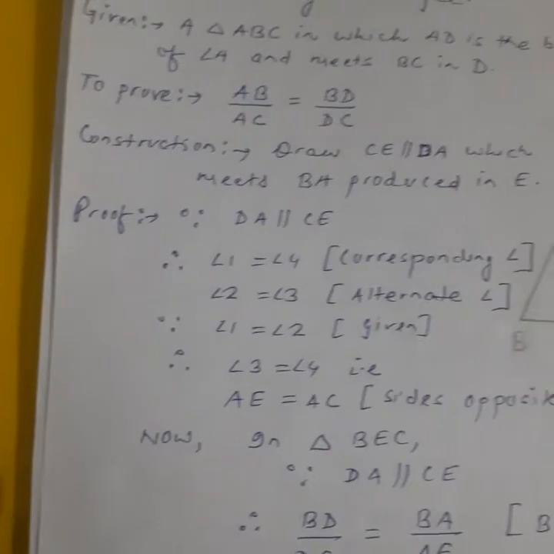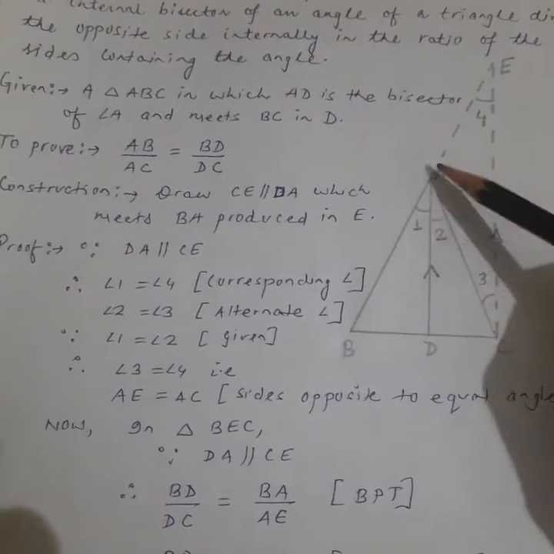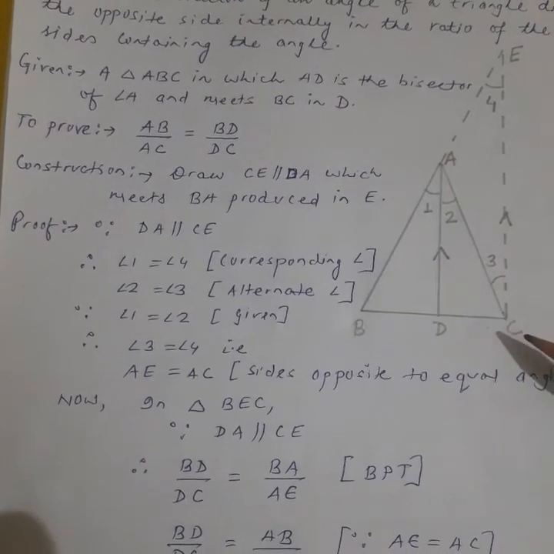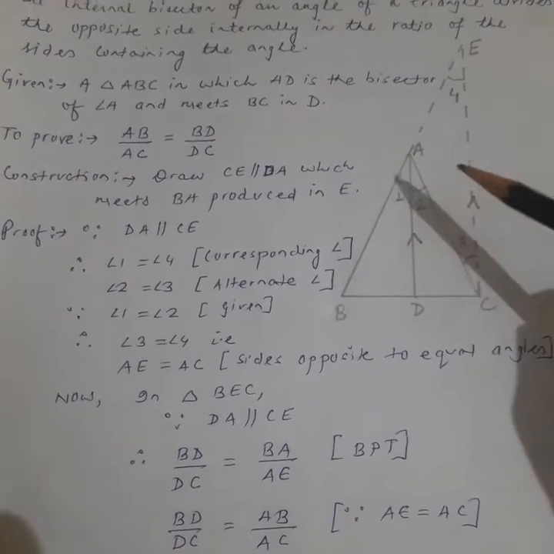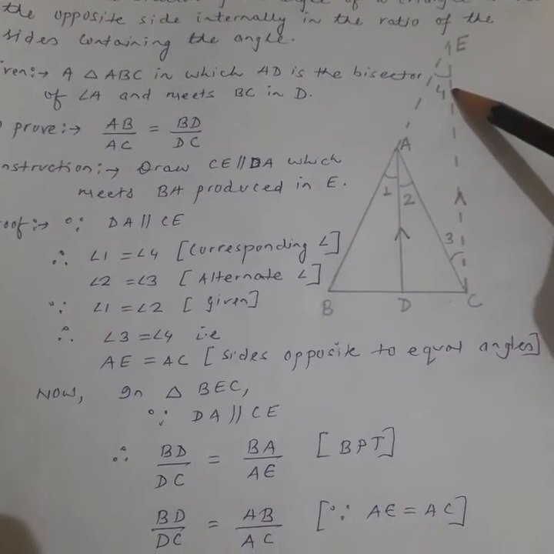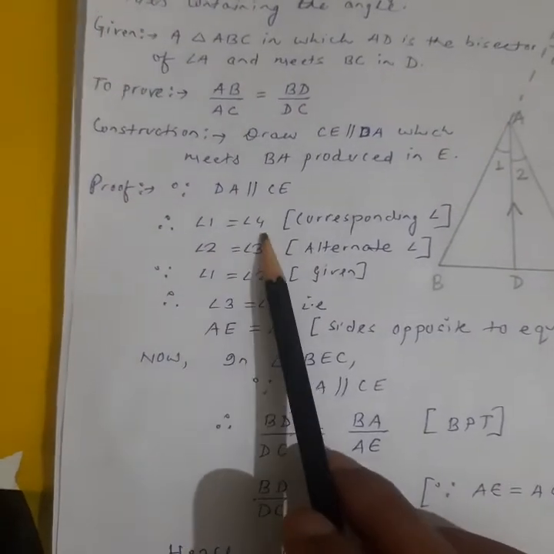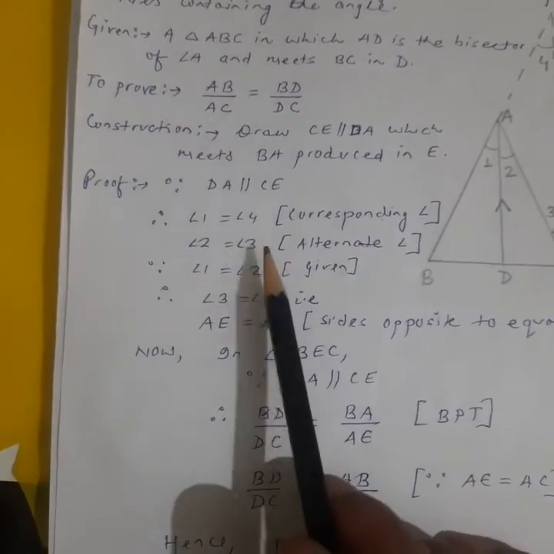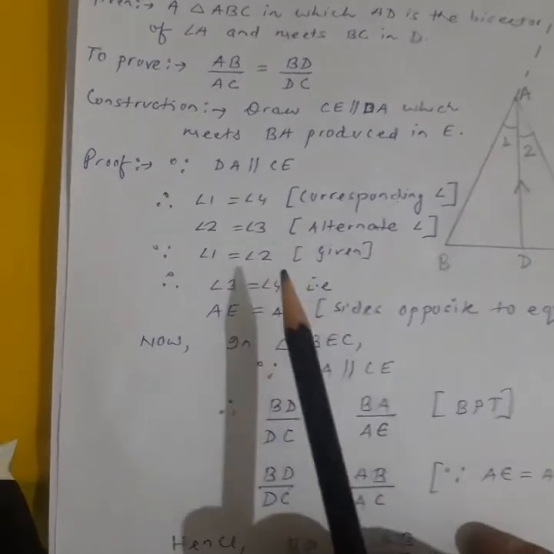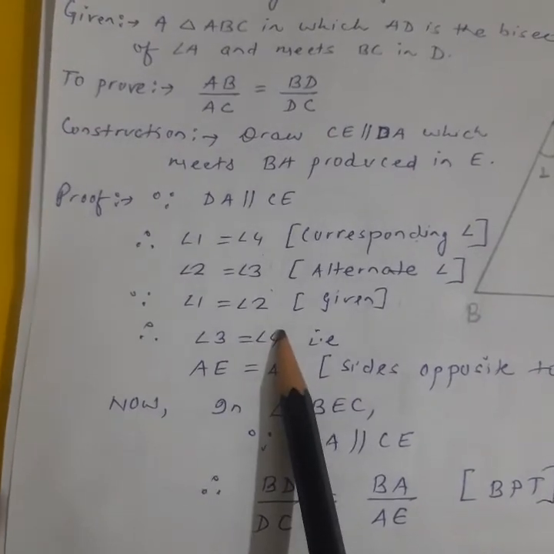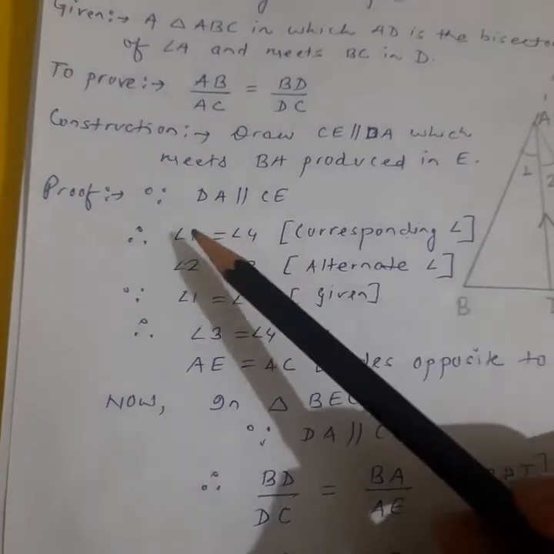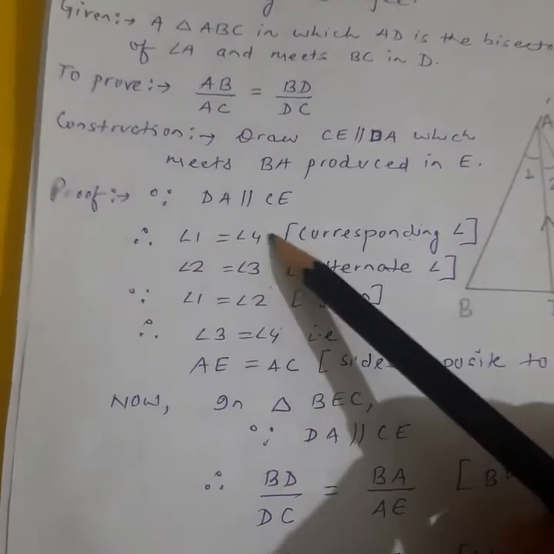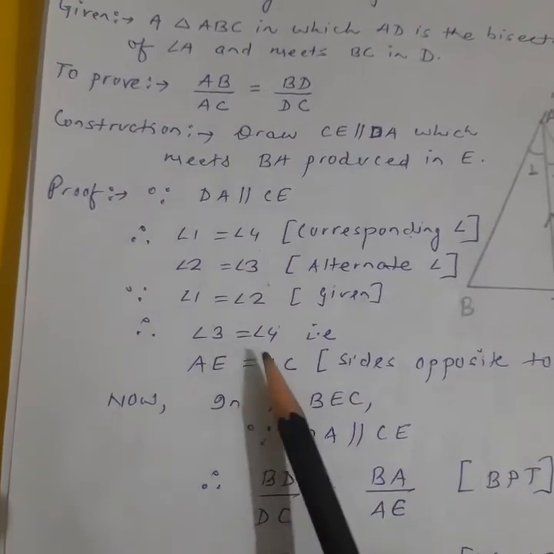Now how can we prove it? Since DA is parallel to CE, we can say angle 2 will be equal to angle 3, alternate angles, and angle 1 equals angle 4, corresponding angles. Same thing is here: angle 1 equals 4 corresponding and angle 2 equals angle 3 alternate. Now since angle 1 and angle 2 were equal, given, since AD was the angle bisector, 1 and 2 are equal, which means 3 and 4 will be equal. So we can say angle 3 equals angle 4.